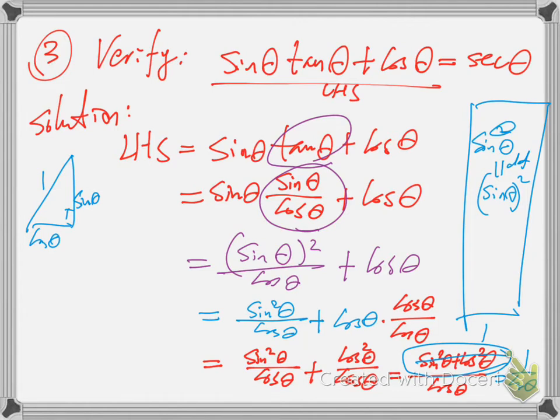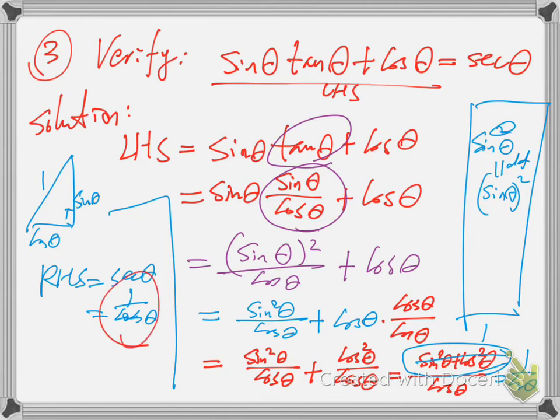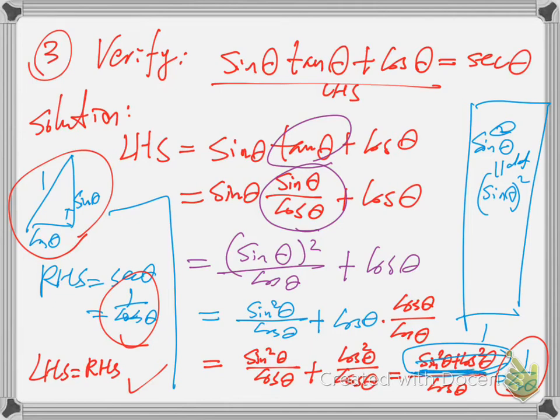Now what's the right hand side? The right hand side is secant theta, which is 1 over cosine theta. You change it to sine and cosine. Now you'll see the left hand side is equal to the right hand side, we got the identity. So for harder questions, we need the Pythagorean theorem to verify the identity.